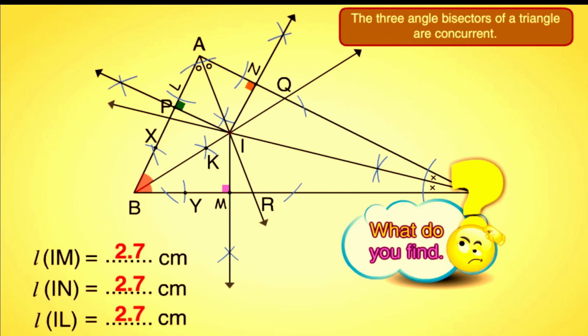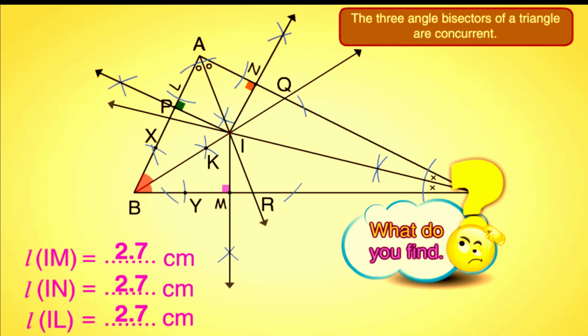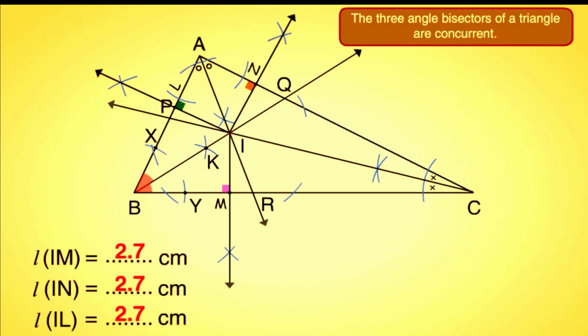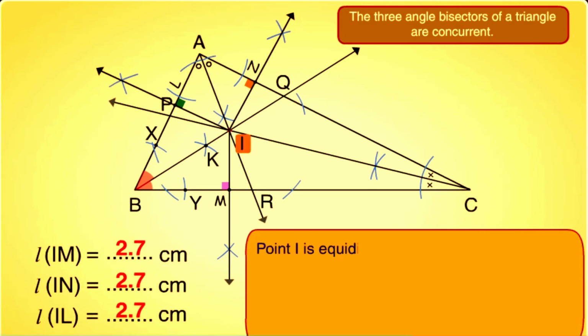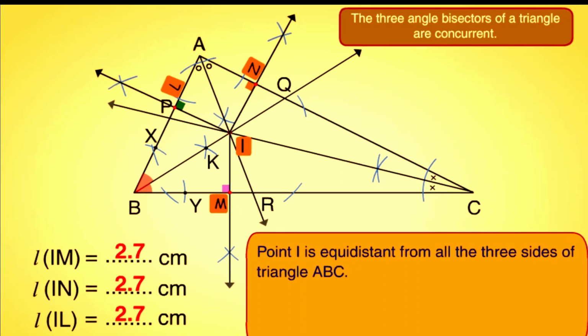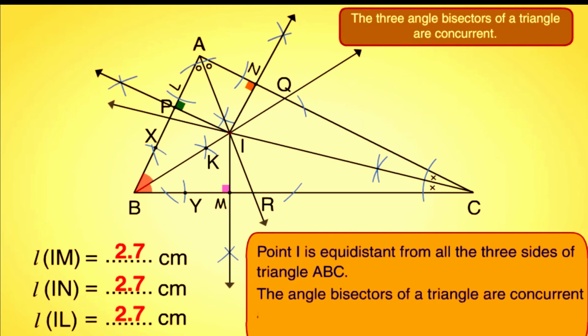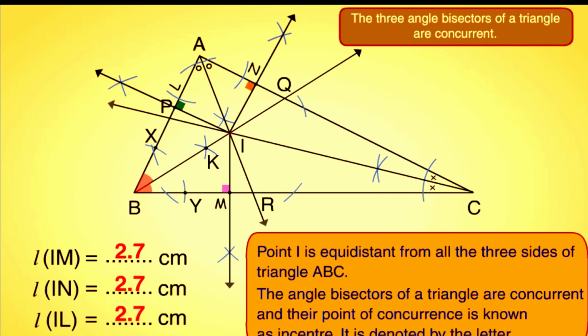Then what do you find? Yes, all the three perpendiculars IM, IN and IL are equal in length. Hence, point I is equidistant from all the three sides of triangle ABC. The angle bisectors of a triangle are concurrent, and the point of concurrence is known as the incenter. It is denoted by the letter I.